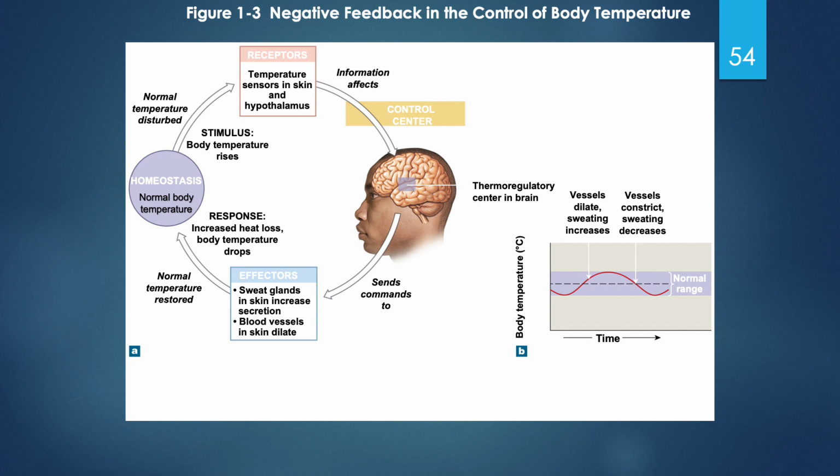It also allows our blood vessels at the most superficial, epithelial level to dilate or to get bigger. And so because of that, it allows more heat to transpire off of our skin into the ambient environment. So by those two mechanisms, the effectors are going to allow our normal temperature to be restored. So the response is we have increased heat loss and our body temperature drops, and we get back to homeostasis of a normal body temperature.